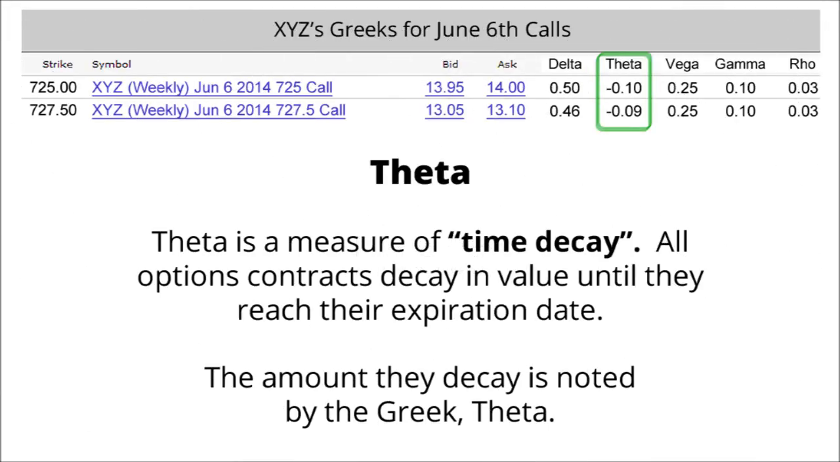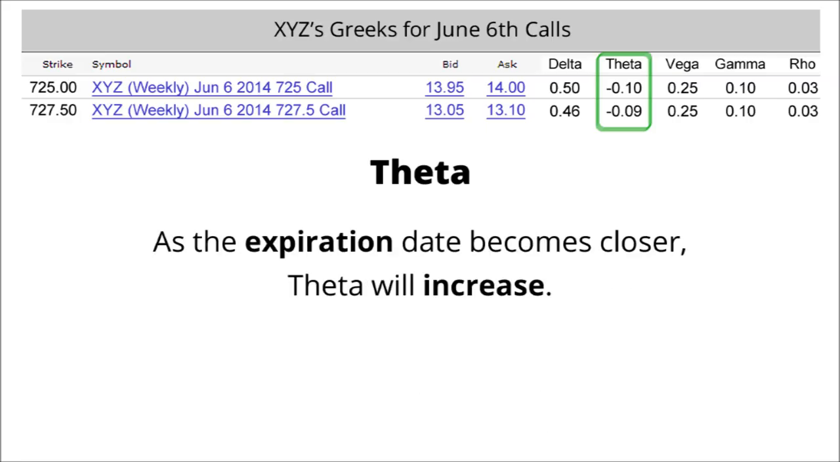Theta. Theta is a measure of time decay. All options contracts decay in value until they reach their expiration date. The amount they decay is noted by the Greek theta. As the expiration date becomes closer, theta will increase.